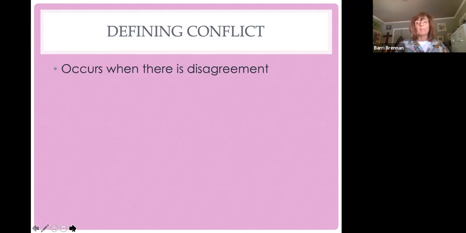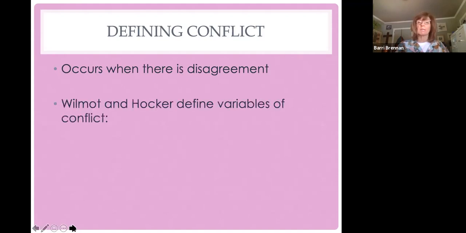Okay, so there has to be a disagreement. It has to be an expressed disagreement too. So it can't be just a disagreement that you're imagining in your mind, because you can imagine it, but until you express it to the other person, meaning you have to verbally or non-verbally express it, the conflict doesn't occur. You may feel tension, but the conflict has to be with at least one other person.